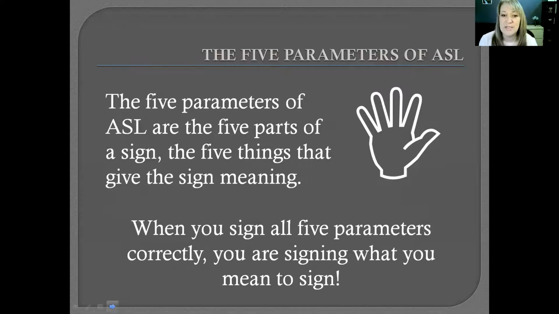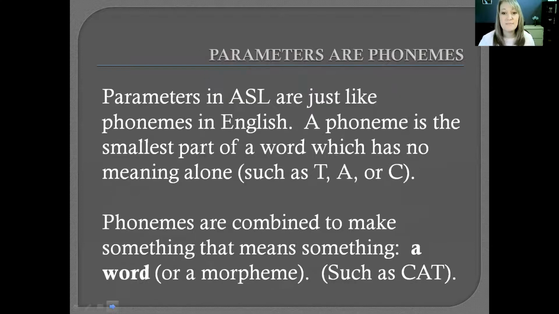The 5 parameters of ASL are the 5 parts of a sign, the 5 things that give the sign meaning. When you sign all 5 parameters correctly, you are signing what you mean to sign.